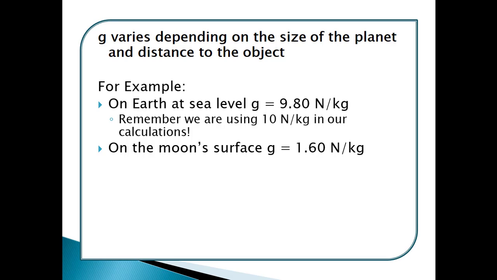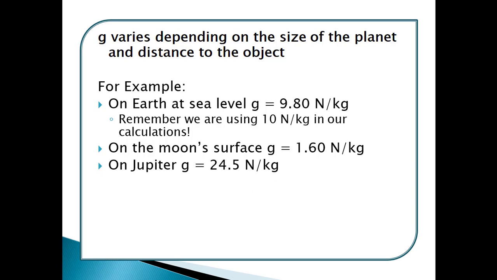If we were to go to the moon, it is much smaller than the Earth. It has less of a force of gravity acting on it. And so the gravitational constant on the moon is 1.6 newtons per kilogram. So if we're doing a calculation where the mass happens to be on the moon, we wouldn't use 10, we would use 1.6.